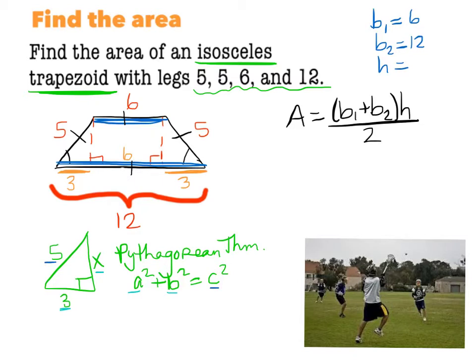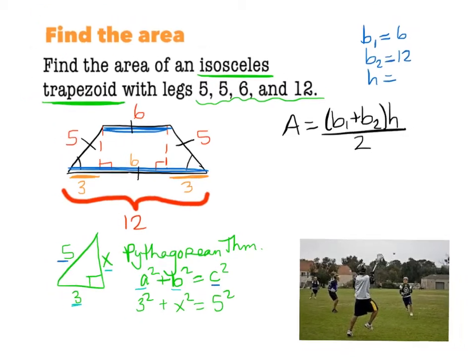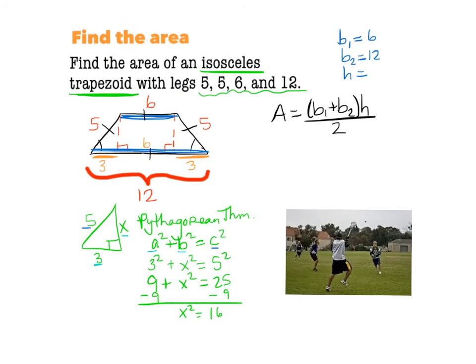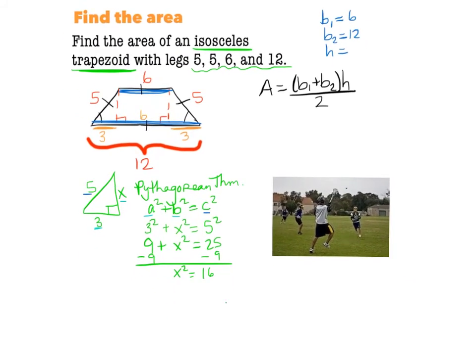So if I plug in those values, let's see what we get. We'll say a is 3 squared, b is x squared, and c is 5 squared. I'm going to have to scroll down just a little bit. I get 9 plus x squared equals 25. I'm going to subtract 9 from both sides. I get x squared equals 16. Oh, I lied. I'm going to need to go a little bit further smaller. I'm going to square root both sides. X equals 4. That means that this height piece right here is 4, and I can now label it here.